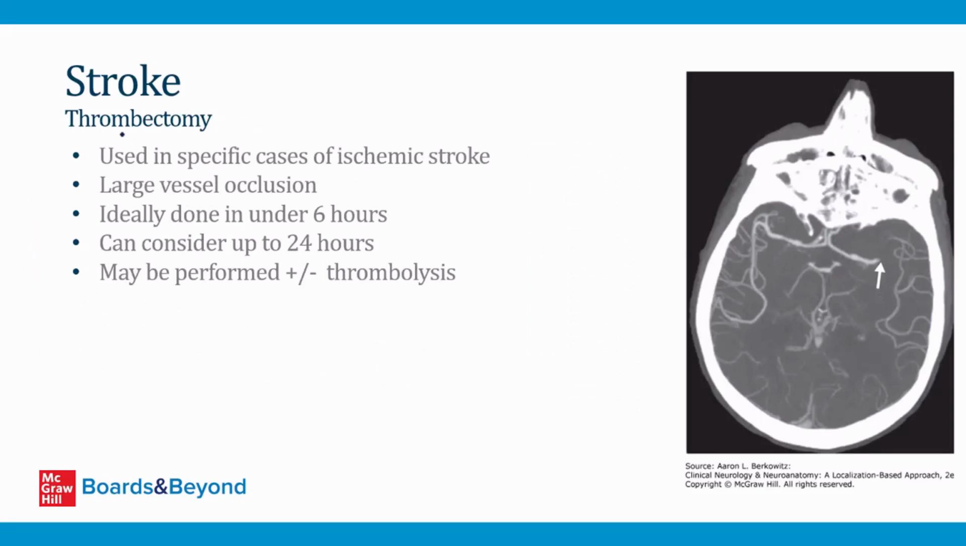Besides thrombolysis using drugs, there's another way to restore blood flow to the brain in ischemic stroke, and that's a surgical procedure called a thrombectomy. This is used in specific cases of ischemic stroke only at centers that are capable of doing this procedure very quickly.